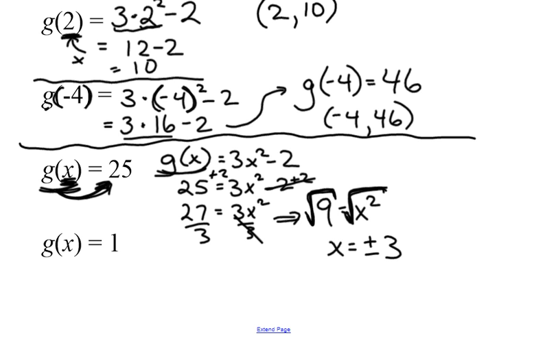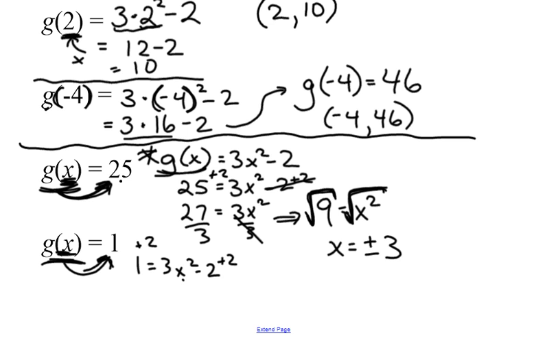So now try this next one. Here we have, again, g of x is 1. Well, here's the same function, but this time g of x is 1 instead of 25, so we have 1 equals 3x squared minus 2. What does that mean? That means we need to solve for the unknown x.